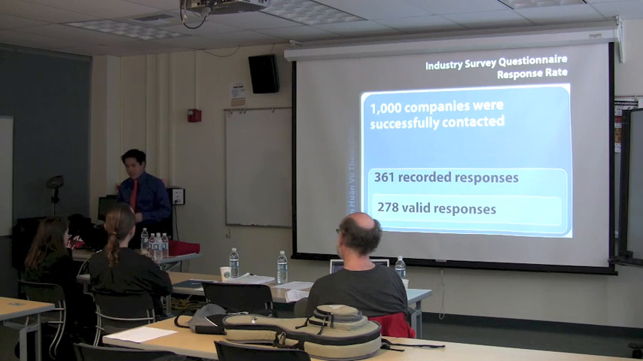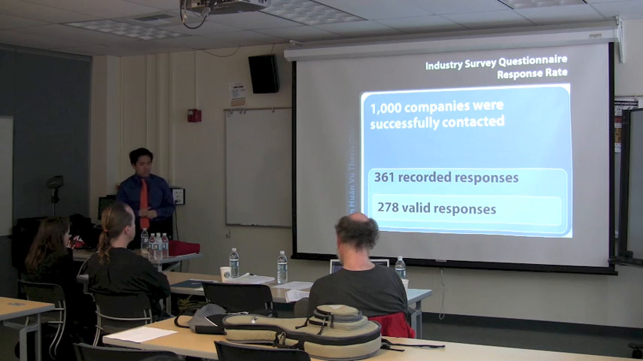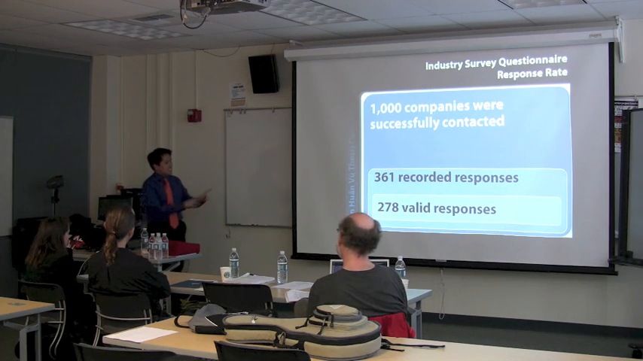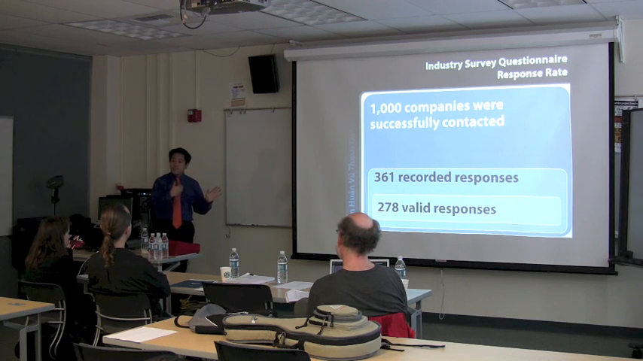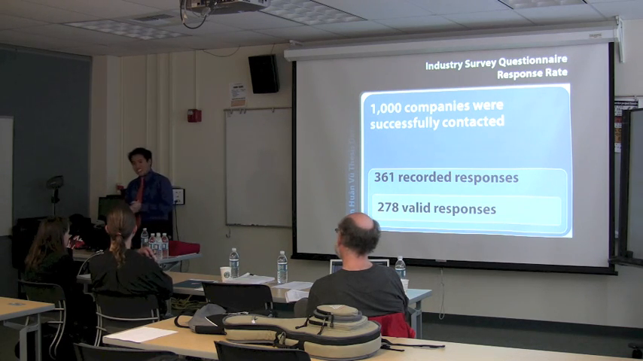So I eliminated them. In the end, there were only 278 valid responses. Now do keep in mind, it is not 278 divided by 1,000. It's 278 valid responses because there might be companies that had multiple representatives answering. But there were 1,000 companies that were successfully contacted. And by the way, emailing 1,000 companies was not that fun, especially when you're writing the same email over and over again.